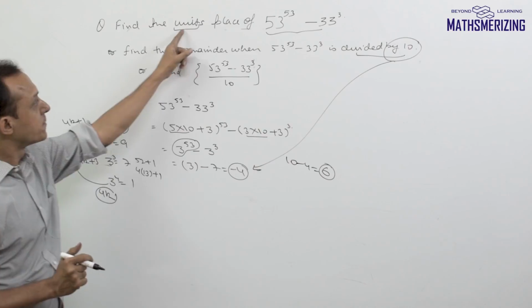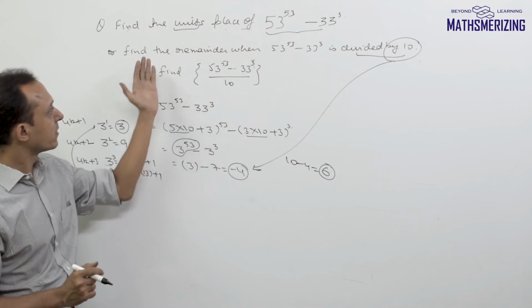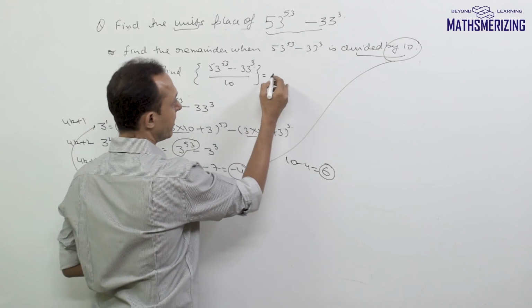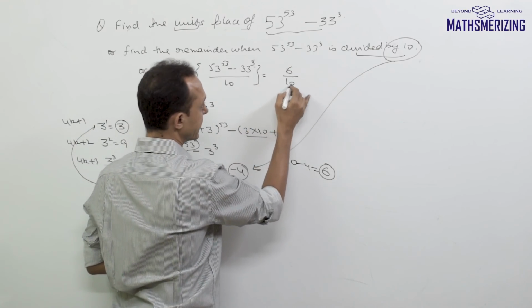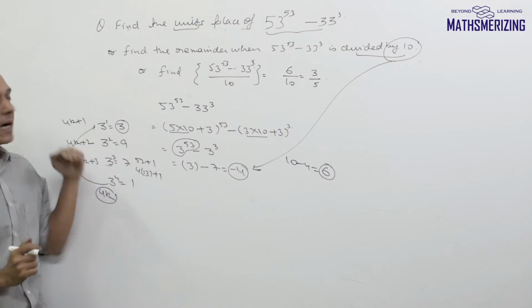So the units place of 53 to the power 53 minus 33 to the power 3 is simply 6, or the remainder when this number is divided by 10 is 6. And if I have to find this fractional part, then this fractional part will be simply 6 by 10, which is 3 by 5. So that is the answer to this question.